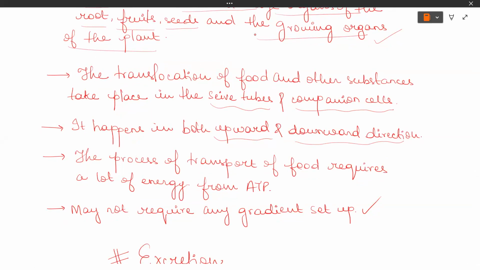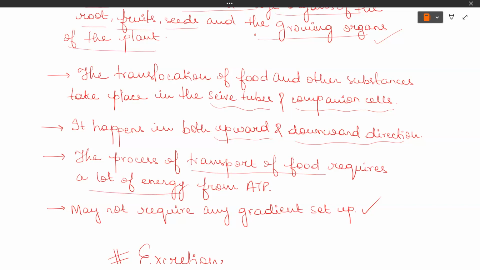This translocation of food happens in both upward and downward directions. Whereas the transportation of water is always upward, because the roots are absorbing it and no other part of the plant can absorb water. The roots absorb it and send it to the higher parts, so it is always upward conduction. In the case of food, it is both upward and downward. Is it clear?